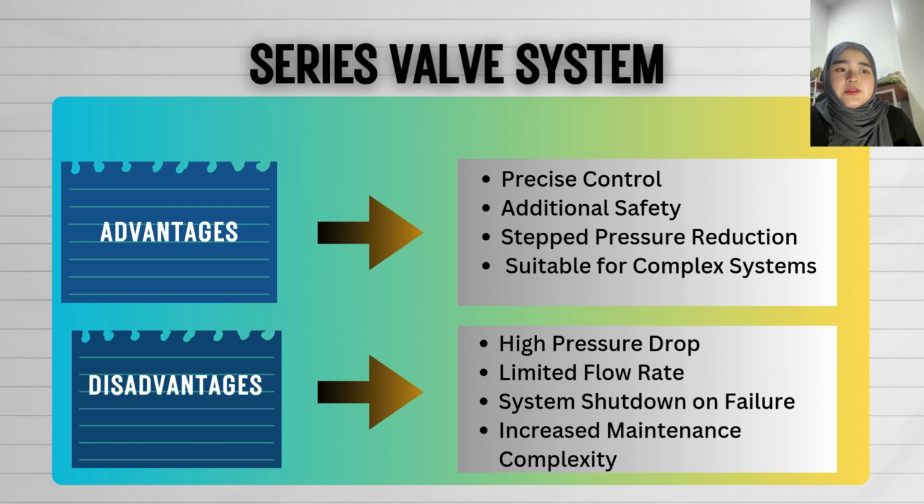And number 2 is limited flow rates. Because flow must pass through all valves in one pass, the overall flow rate is limited compared to a parallel configuration.